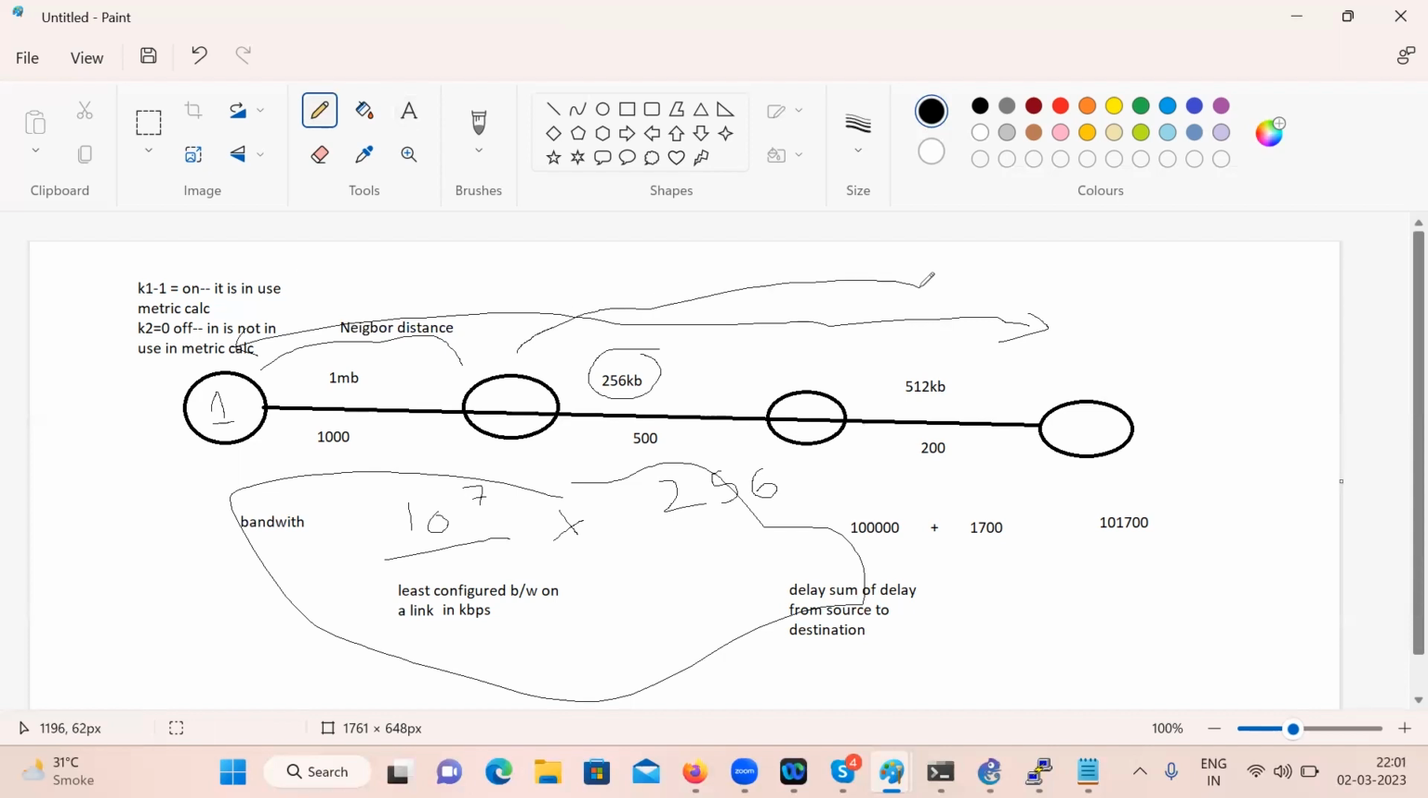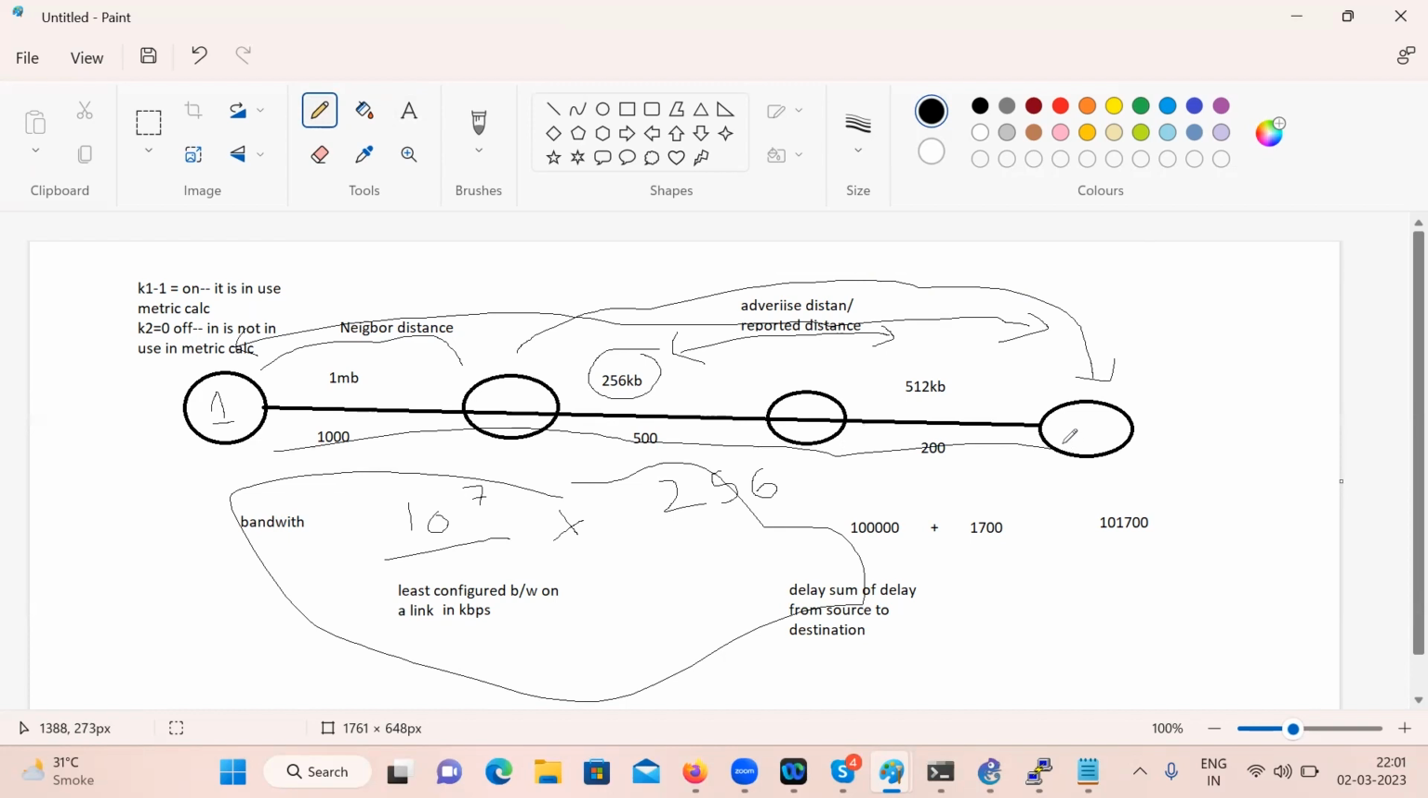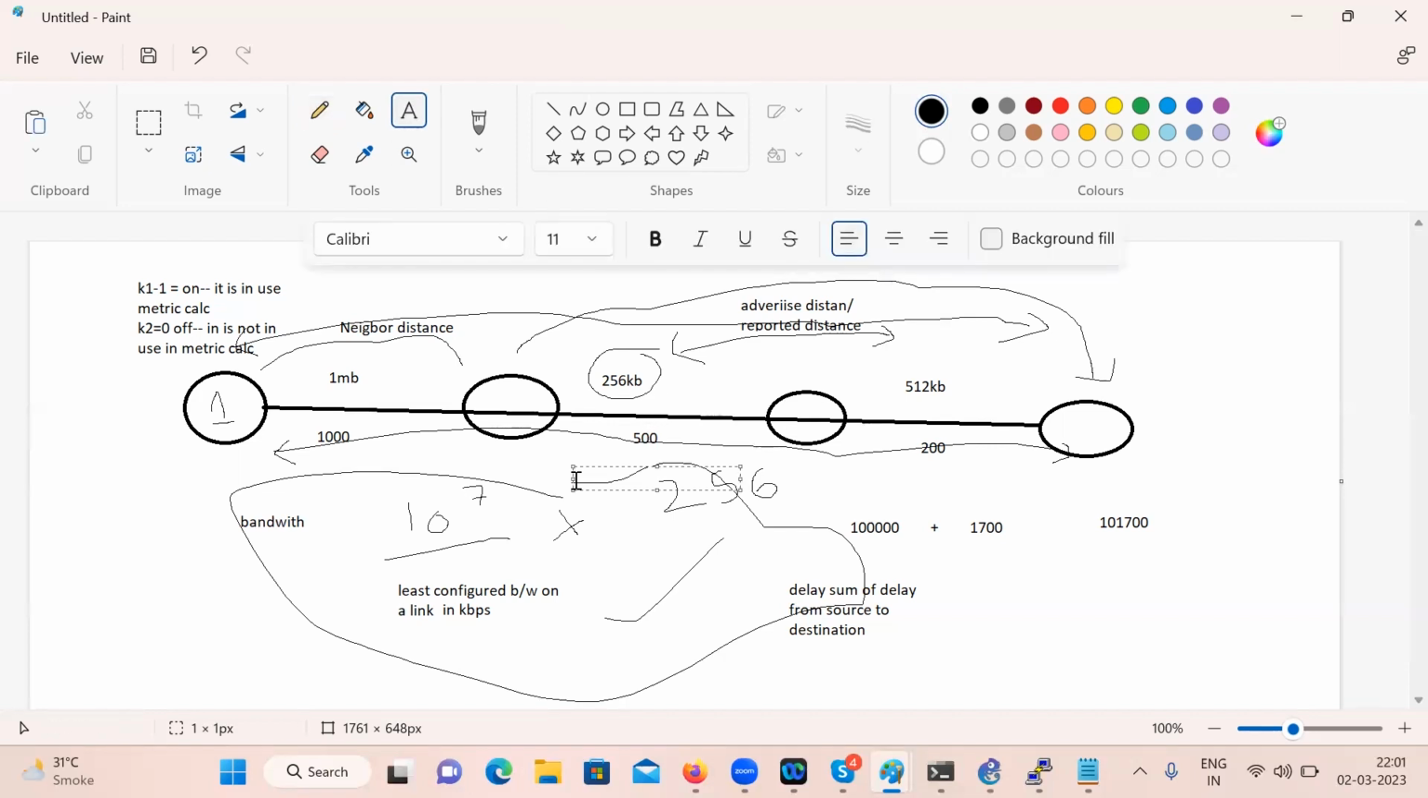From the neighbor router to the destination router, whatever the calculated distance, that distance is known as the advertised distance. Some say advertised distance, some say reported distance. And the complete distance from source to destination, according to this calculation, is known as what?